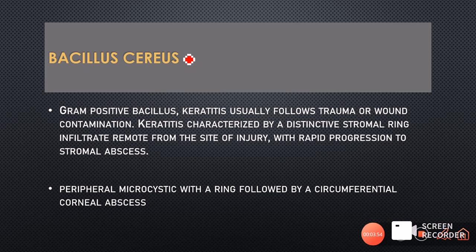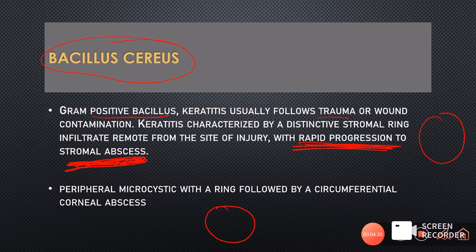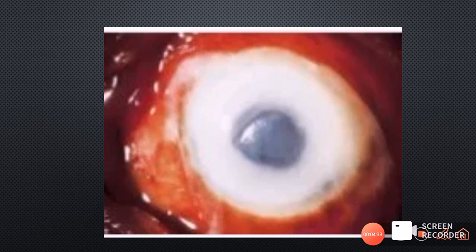The other organism is Bacillus cereus. Bacillus cereus is a gram-positive bacillus, so it will look violet in color. The keratitis of Bacillus cereus usually follows trauma or wound contamination. Typically, they will form a stromal ring infiltrate, which is removed from the site, with a very rapid progression to stromal abscess. So, very similar to pseudomonas. However, stromal melt might not occur, but nonetheless it is also a very rapidly progressing lesion. Sometimes there will be a peripheral microcystic edema with a ring, and then later it will become a circumferential corneal abscess.